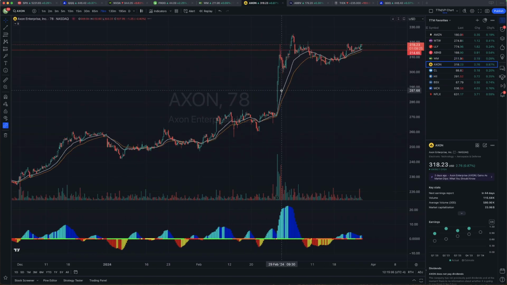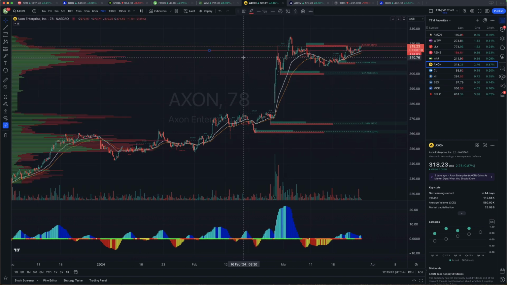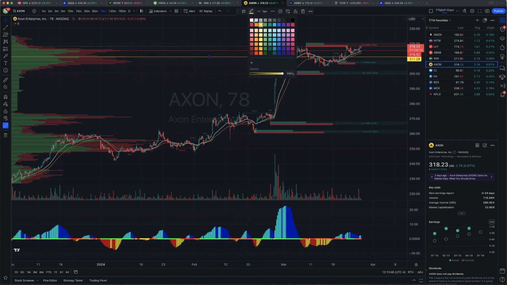God, this AXON chart. Ooh, baby. I like this one a lot. Let's put another one there. Can't remember. AXON. God, those are spendy. Might have to do a spread on this one. $320s.